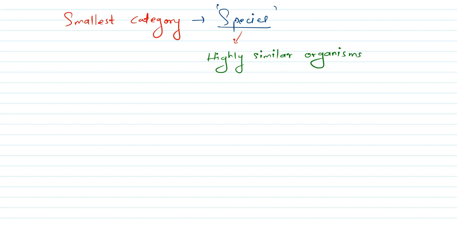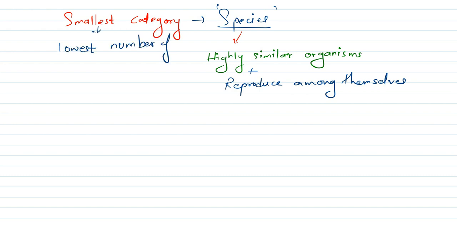That yes, they have to be highly similar, but they should be able to interbreed among themselves. Interbreed, that means those organisms must be able to reproduce amongst themselves. So as far as the number of organisms are concerned, inside species there are lowest number of organisms, lowest. Okay, now this was the first category we discussed, that was nothing but species.